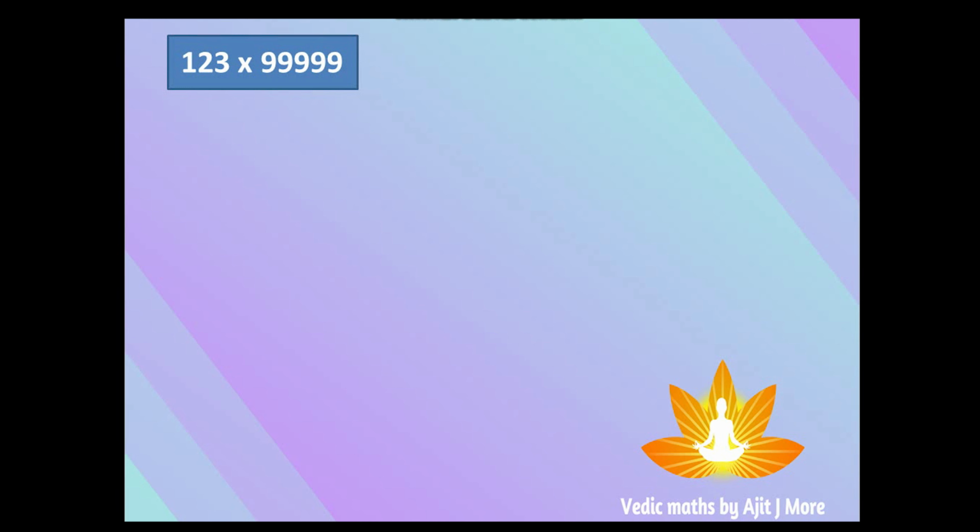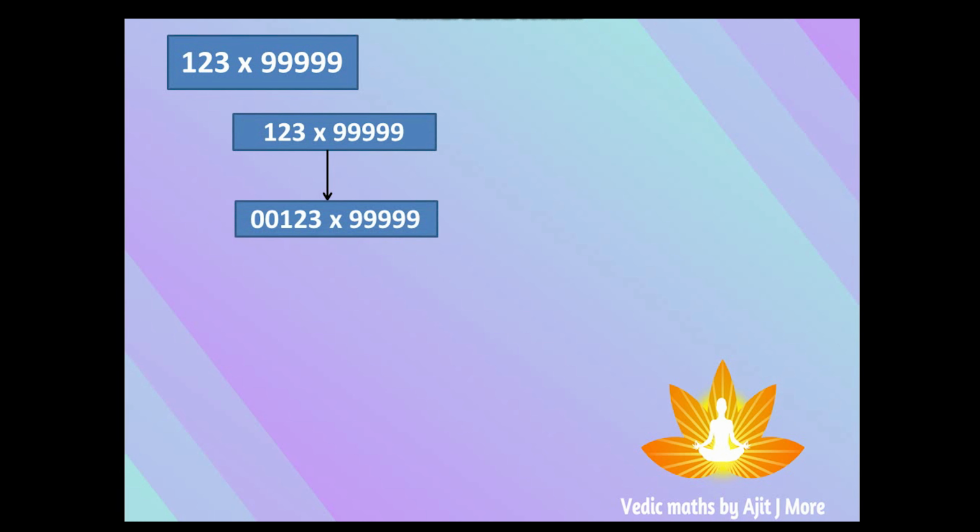Let's take one more example: 123 into 99,999. You can see the number of nines is 5 and 123 is only a 3-digit number. So how many zeros do you have to prepend? 2. So this is after the first step. Now the digits have become equal. I guess it is clear to you.